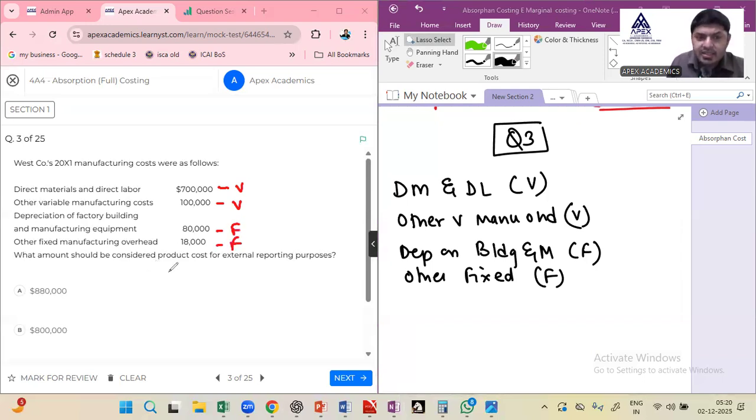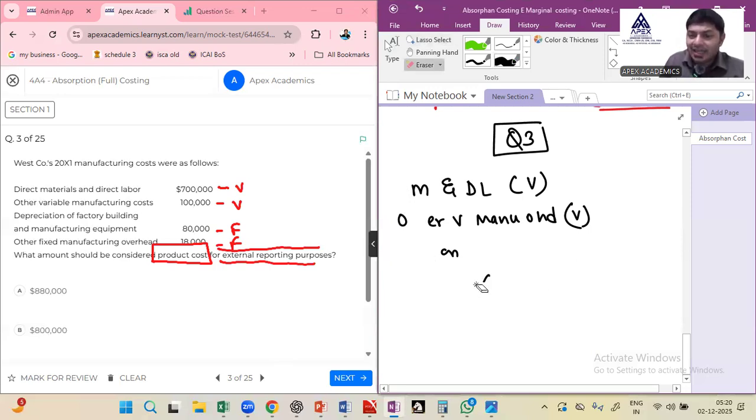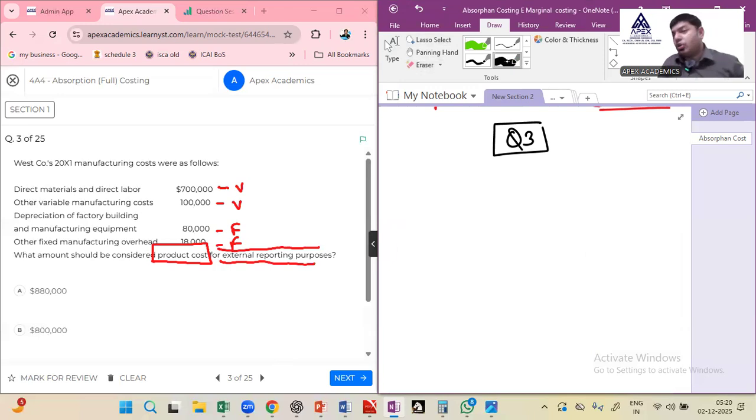They are asking us what should be the product cost for external reporting purposes. This is a very interesting question. Why is this question interesting? Because anybody who is studying these concepts needs to agree and understand that when I am doing external reporting, I have to follow absorption costing.